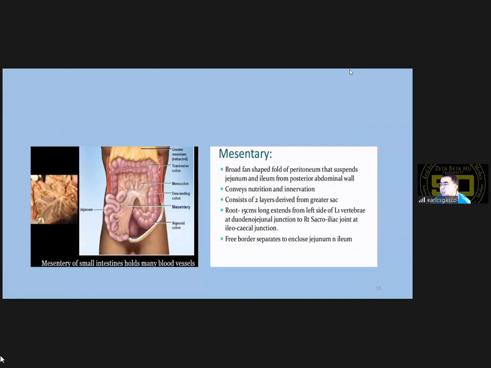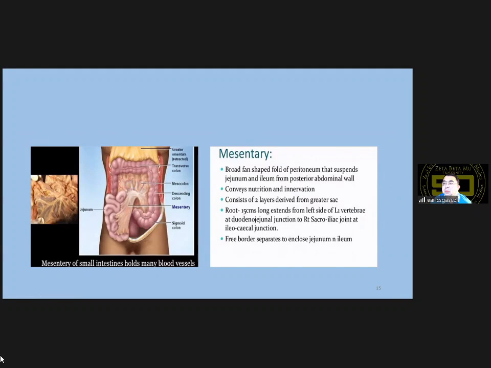Now, I touched on the mesentery. This is the structure that I pointed out, which holds the small intestines in place. It also holds many blood vessels. It's a broad, fan-shaped fold of peritoneum that suspends the jejunum and ileum from the posterior abdominal wall. It also conveys the nutrition and innervation. Its three borders separate to enclose the jejunum and ileum. So this is the important function of the mesentery, to hold the bowels in place and to convey blood vessels to it.